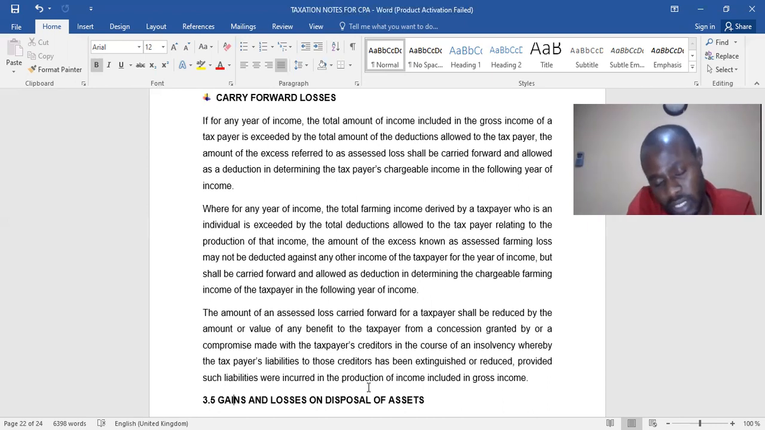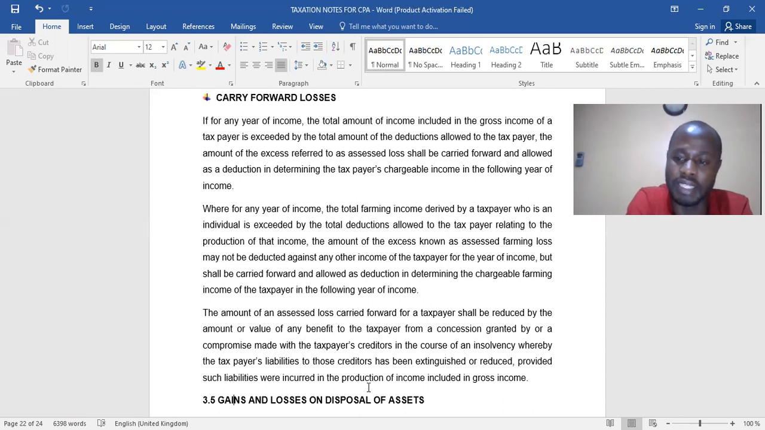So you may have this individual who has a farming business and also has other businesses and other sources of income. What the law is saying here is that if you have made a loss in farming, please don't bring your farming loss into another business.